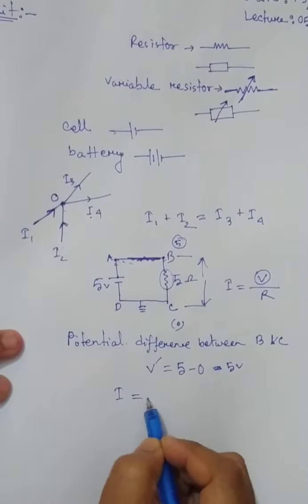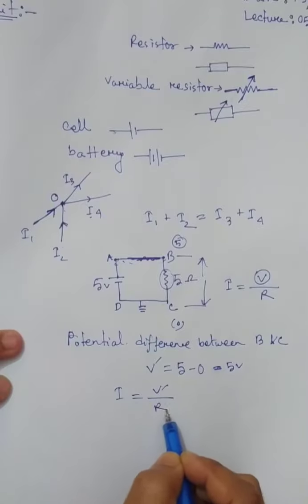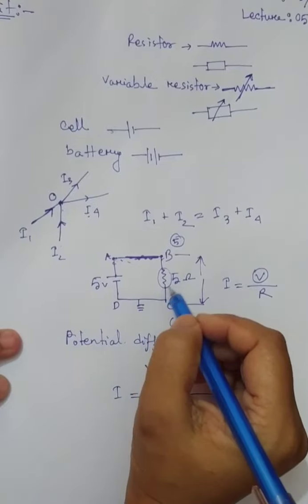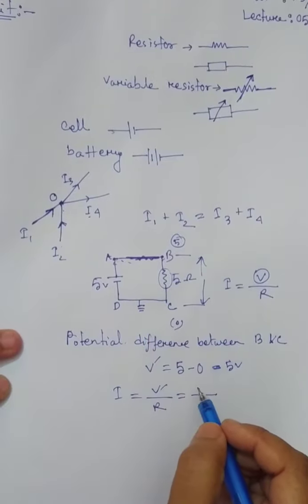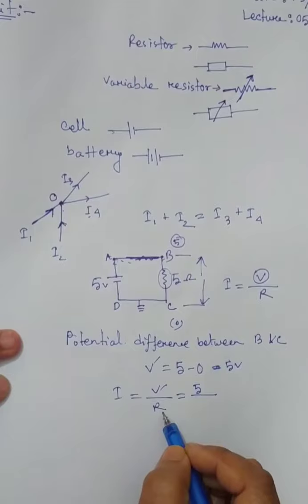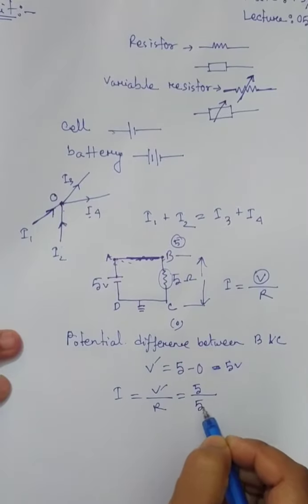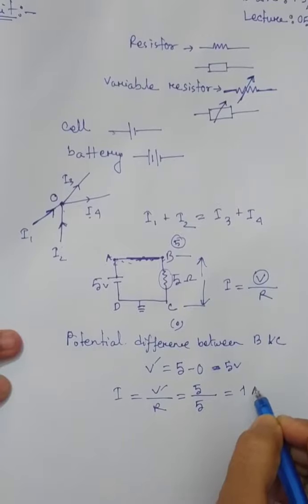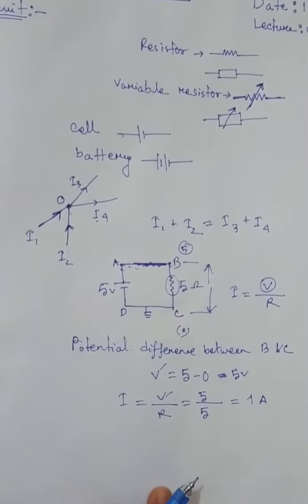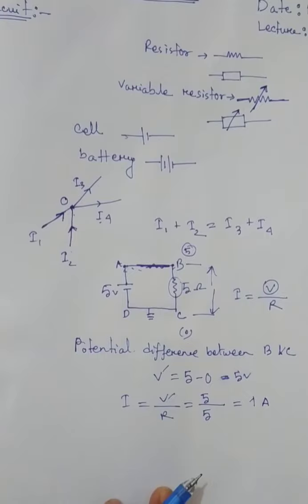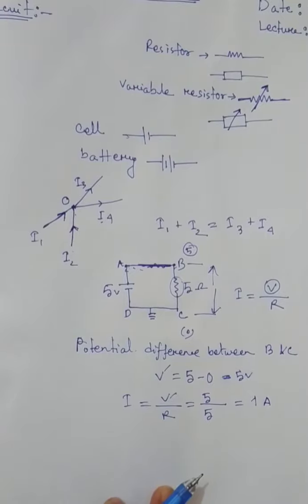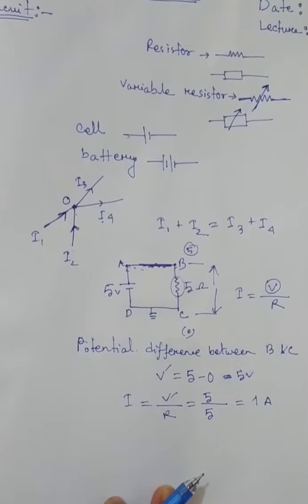I equals V dash divided by R, as there is only one resistor and we are determining the current across this one. So V dash equals 5 and R equals also 5 ohm. Then dividing this, we get the current through this resistor will be 1 ampere, because the unit of current is ampere.